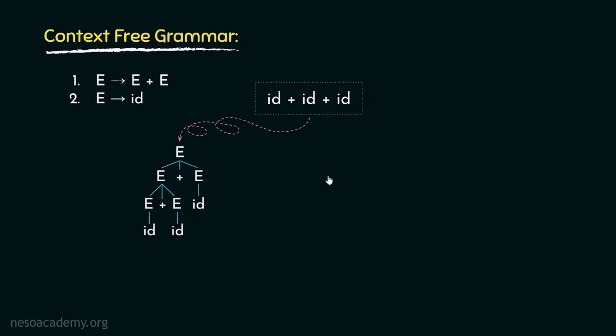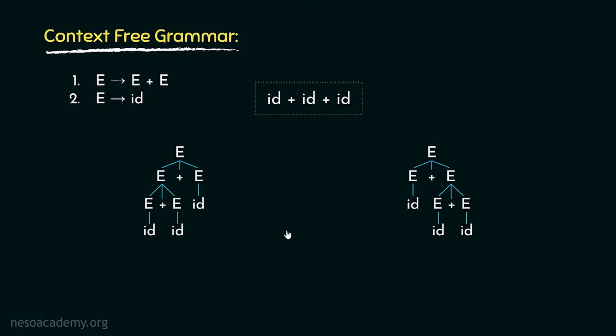One way would be like this, where we derive E plus E at first and then derive the next E plus E from this E. Now in the second way, instead of this E, we will derive the next E plus E from this E. Although both the parse trees would produce the same and correct result, because the only operator being used is plus, by definition, the plus or addition operator is left associative.